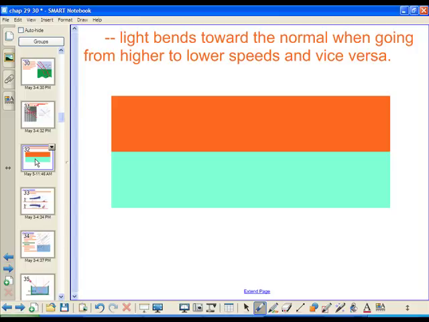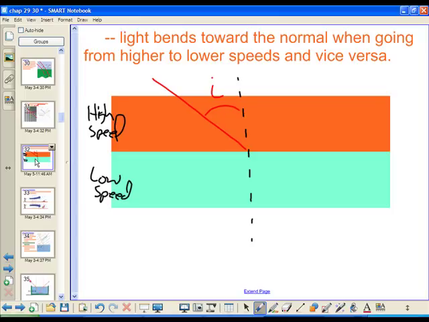So light bends. Now light bends towards the normal when we go from higher to lower speed. Okay, so here's our normal. So light is going to bend. So we have a high speed to a lower speed on that. And so if our wave comes in, here would be our incident ray, the refracted ray, like that. So if we're going from this side, we bend toward the normal. If we're going out, from the lower to the higher speed, we're going to bend away from the normal. Away from the normal, like that.